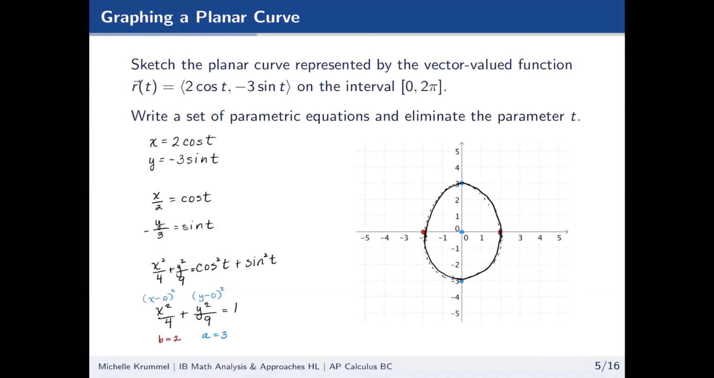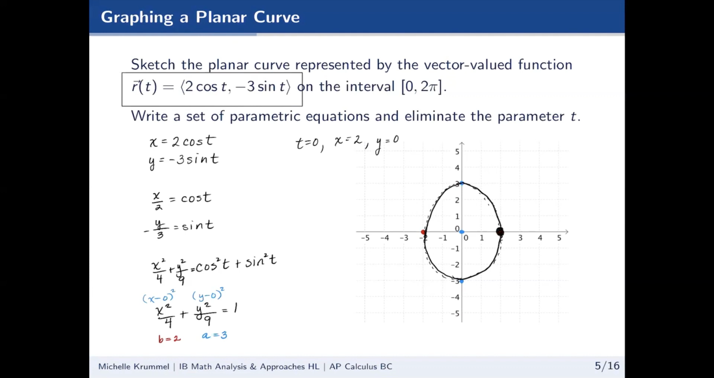But we can check our orientation by going back up to our original vector valued function here, and then just plot 2 points. Hopefully we can get it in 2 points. Plot using increasing values of t there. Okay, so let's try t equals 0. At t equals 0, we have our x component, 2 times the cosine of 0, so x equals 2, and our y component, negative 3 times the sine of 0, so that would be 0. 2 comma 0, that is this point right here.